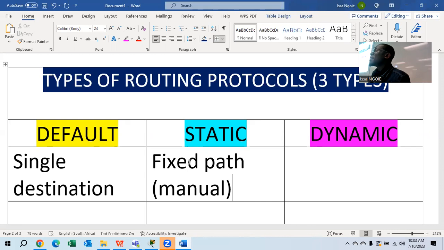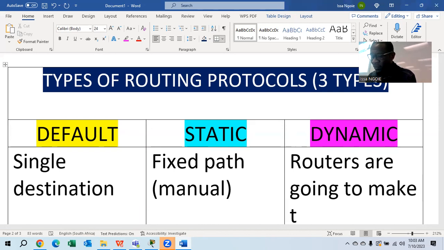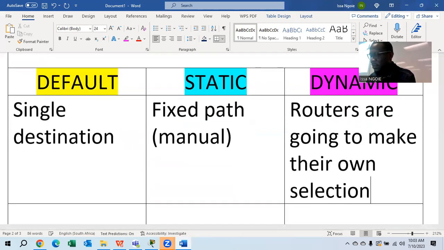Dynamic, this is the best. But for the static one, there are also some cases where you can use it, especially when you want everybody to reach a particular server. You can do the static because you are pointing everybody to a single server, right? But dynamic means what? Dynamic means that your kids will make their own decision about which path to follow. So routers are going to make their own selection. Routers are going to talk by themselves about how to reach the destination.